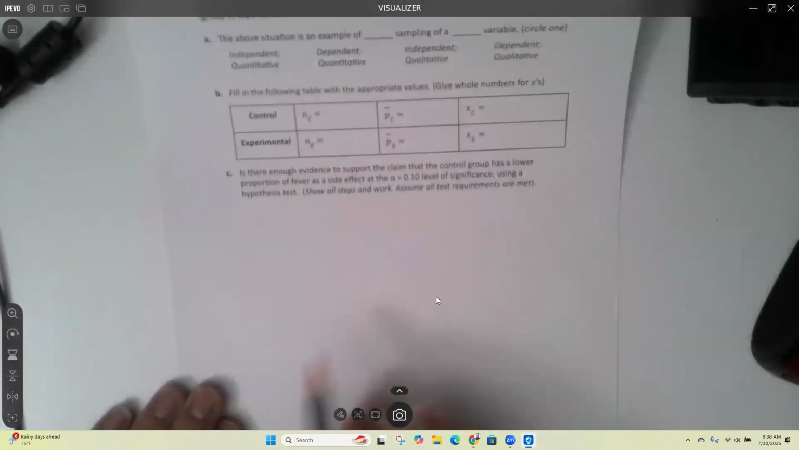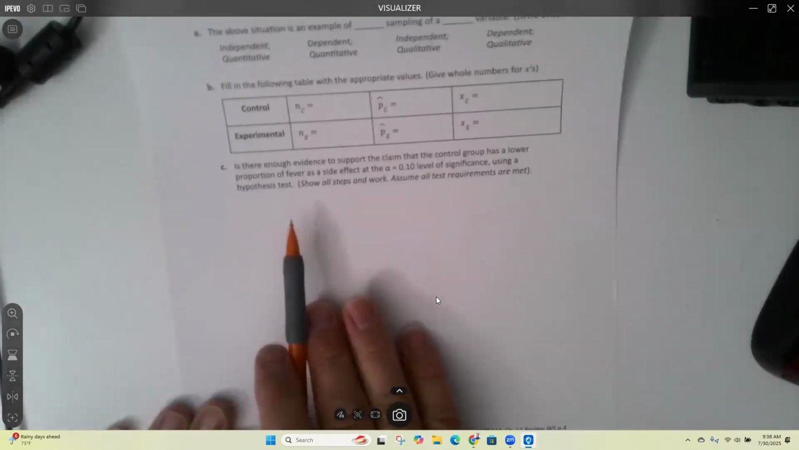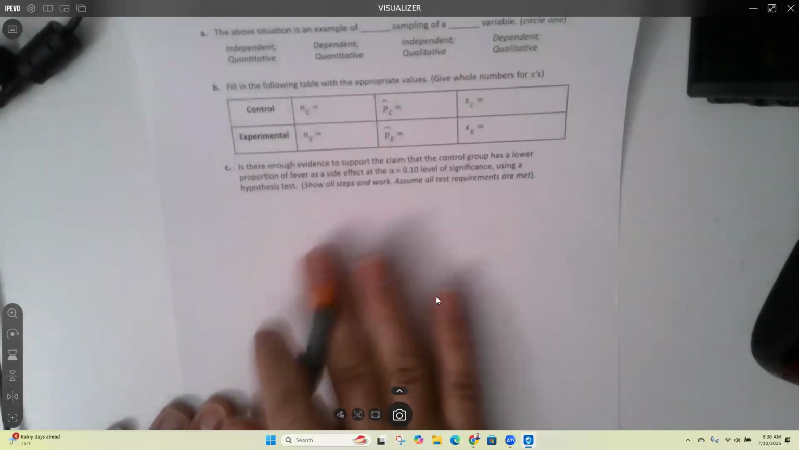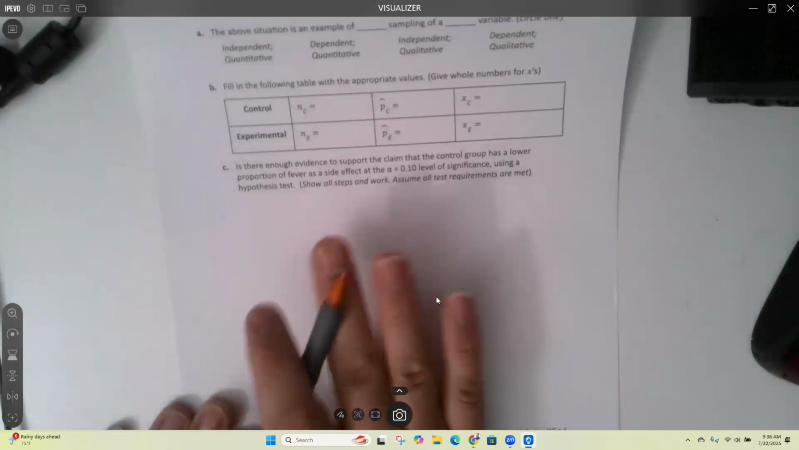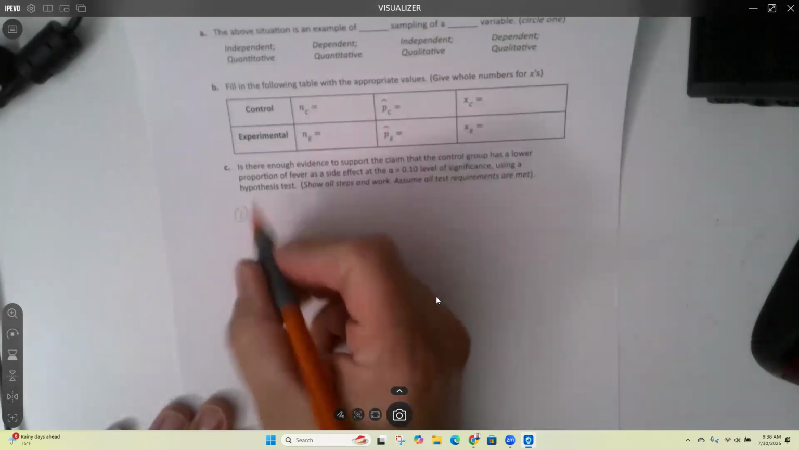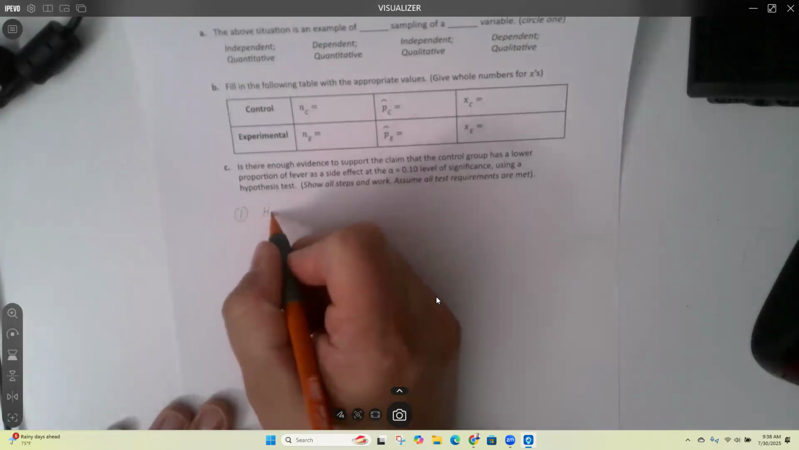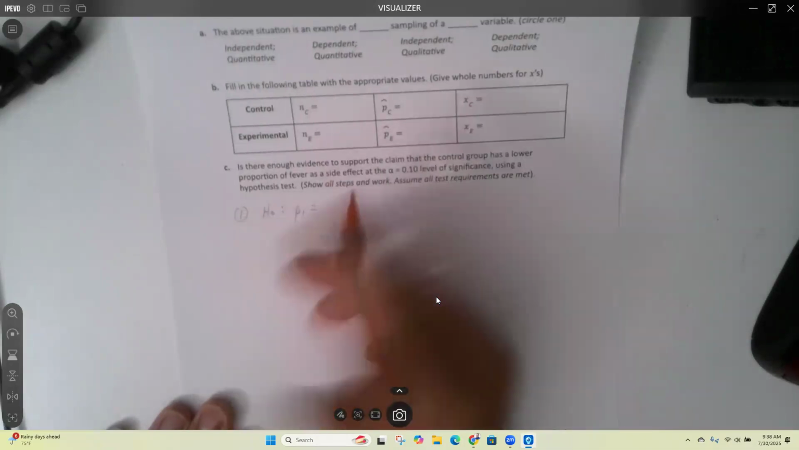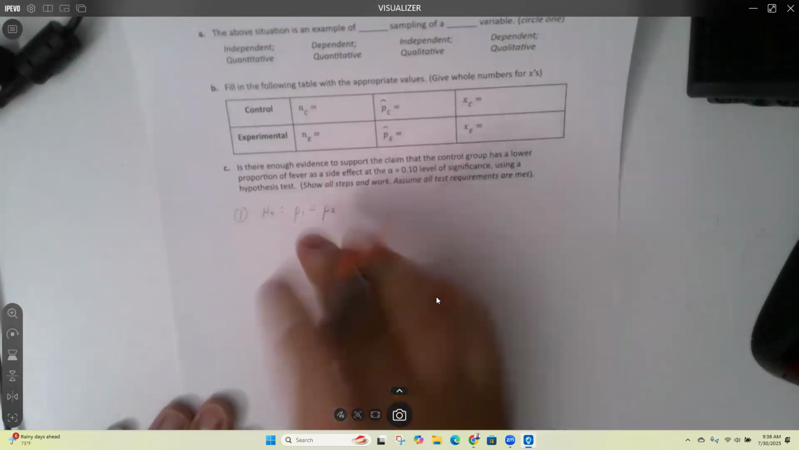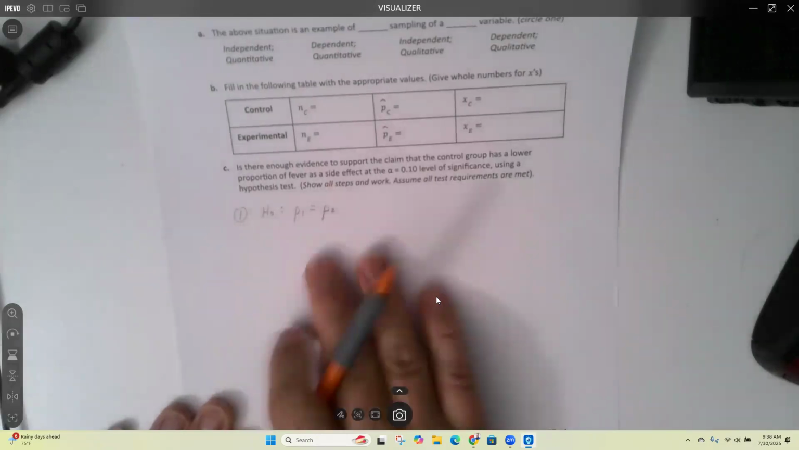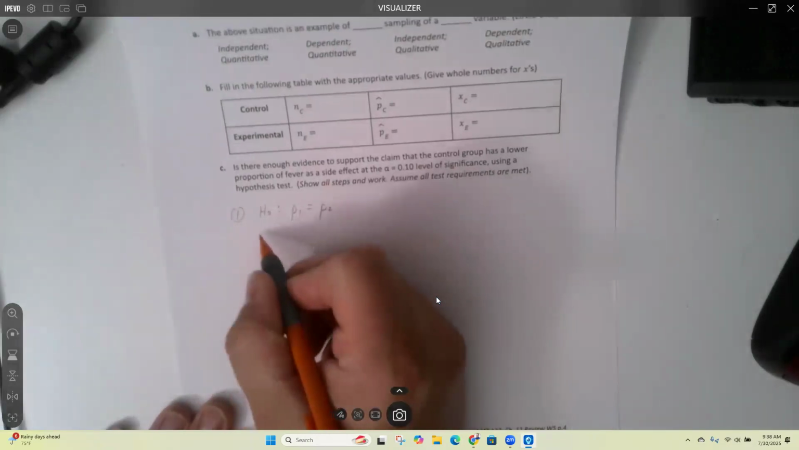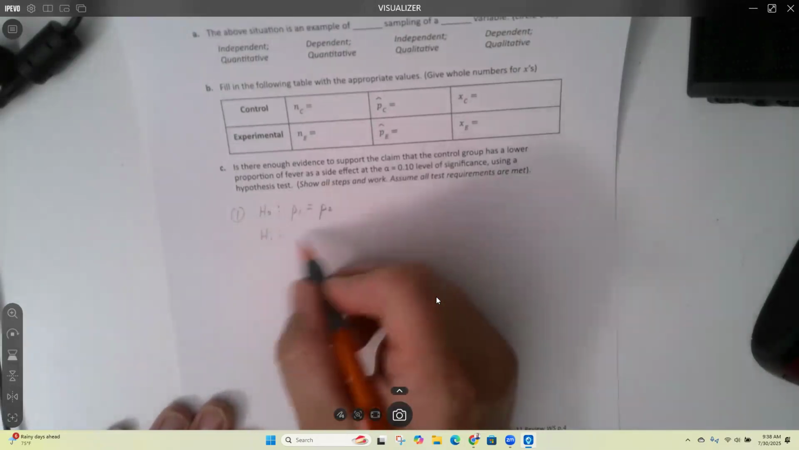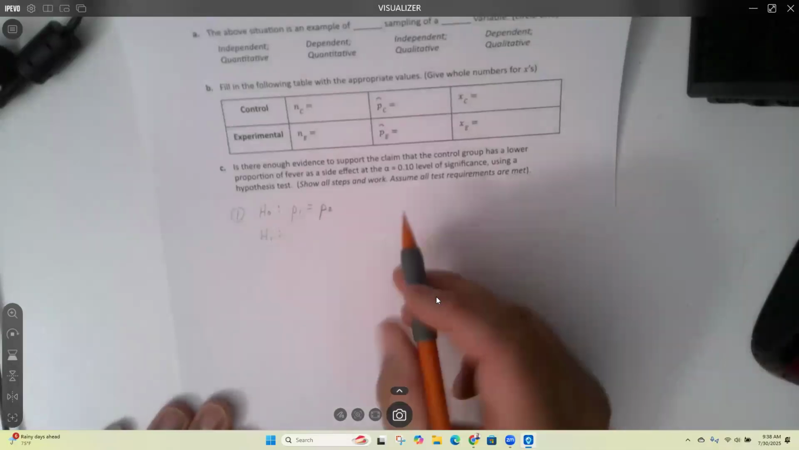Is there enough evidence to support the claim that the control group has a lower proportion? For this one, we're doing the hypothesis test. So there's 6 steps, right? H0, and you want P1. For the null hypothesis, we always compare using equals, equals 0 or equals each other. And the alternative hypothesis is either not equal, greater than, or less than.